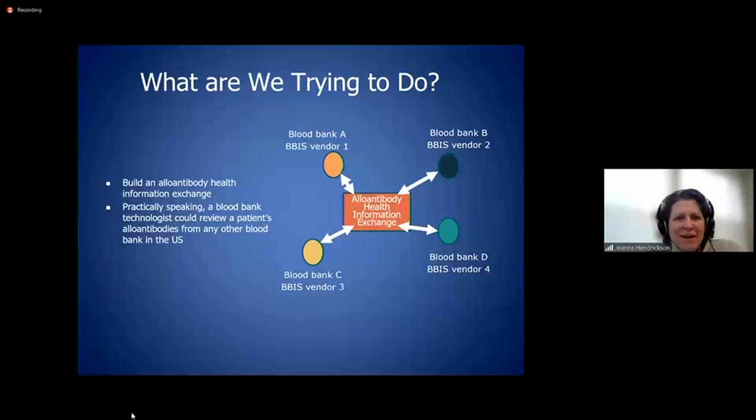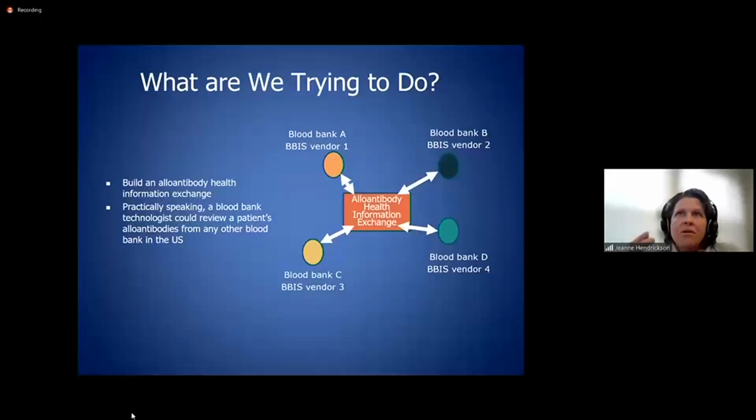So again, myself and many others are trying to become intermediaries to help hospital blood bank information systems exchange antibody information in the United States. So we want to build an alloantibody health information exchange. In the United States, there are about 6 big blood bank information system vendors. Most hospitals in the United States have one of these vendors. At present, none of these vendors communicates with each other.